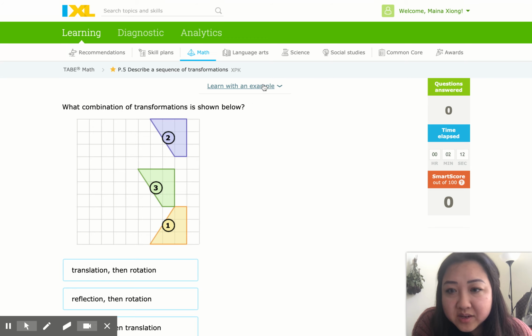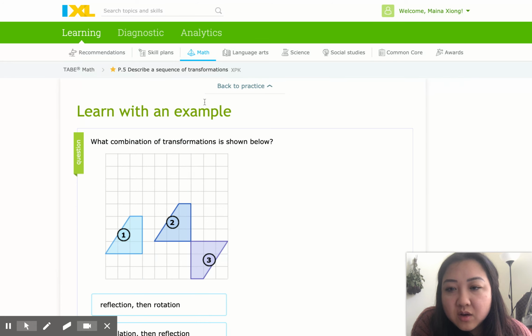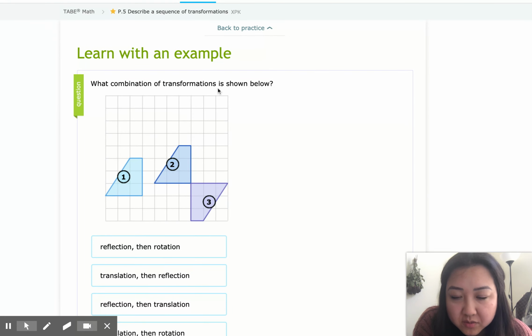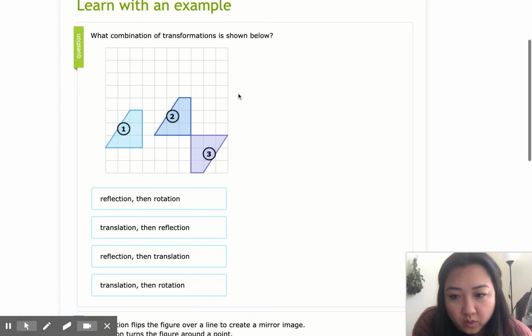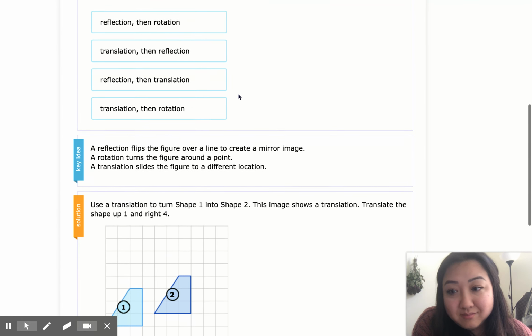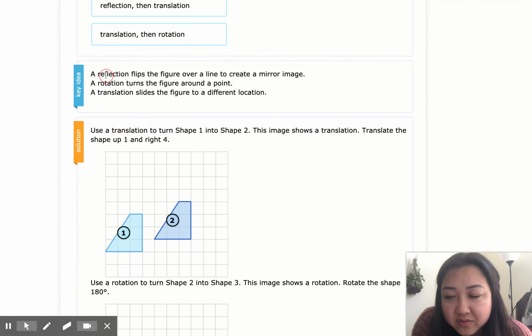All right, so today we're going to look at describing a sequence of transformations. Okay, so what combination of transformations is shown below? Well, what are the different kinds, Ms. Zhang? Let's go look. We have reflection.